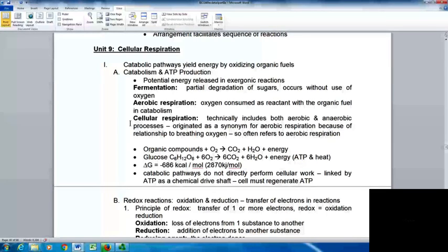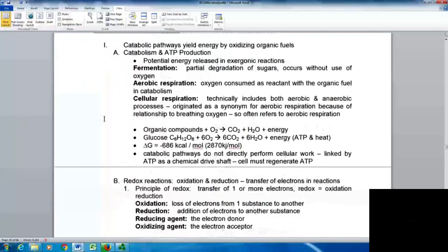In cellular respiration, we're going to be looking mostly at the catabolic pathways that break things down and yield energy by oxidizing organic fuels. The potential energy is released in the exergonic reactions. Fermentation involves just a partial degradation of the sugars. This occurs without the use of oxygen.